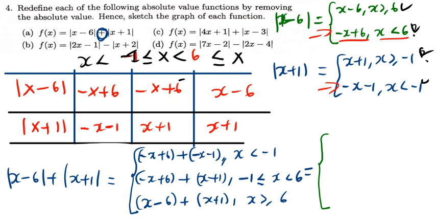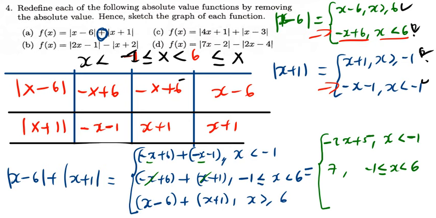If I add x and this one, it is going to give me -2x. 6 minus that one is going to give me plus 5. Perfect. What is the condition? The condition is that x should be less than -1. We go to the next one. x and x will cancel. 6 plus that one is 7. What's the condition? The condition is that -1 is less than or equal to x less than 6.